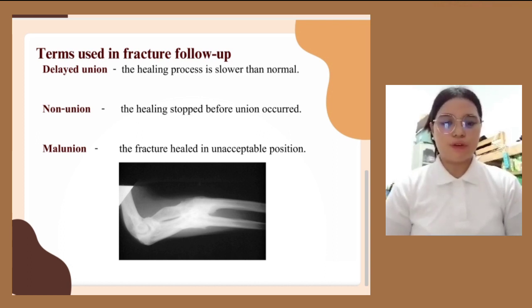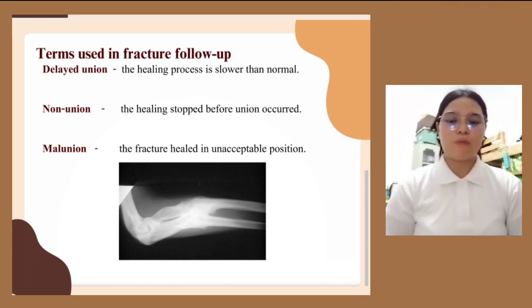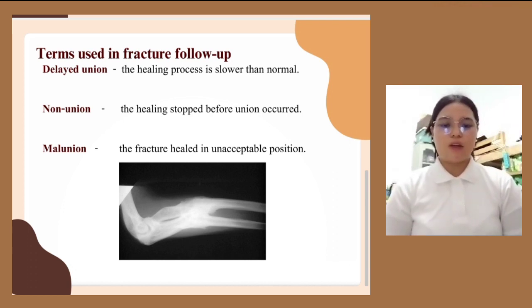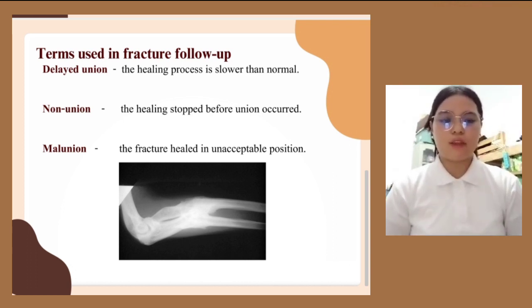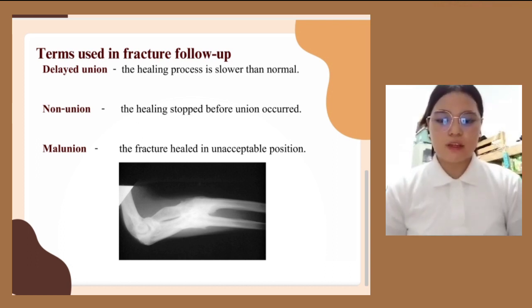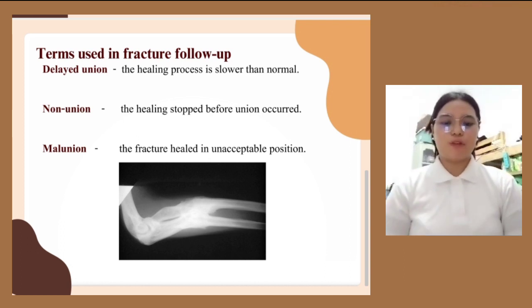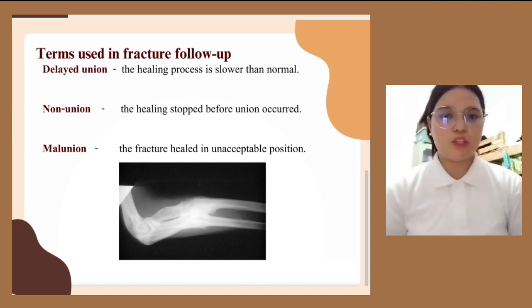This can occur if the fracture is not properly reduced and stabilized during the healing process. As a result, the bones may heal in a position that is not anatomically correct, leading to issues such as leg length discrepancy, altered joint mechanics, and functional limitations.